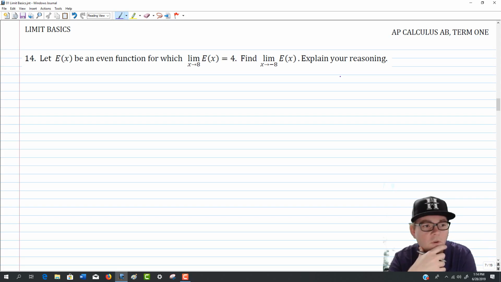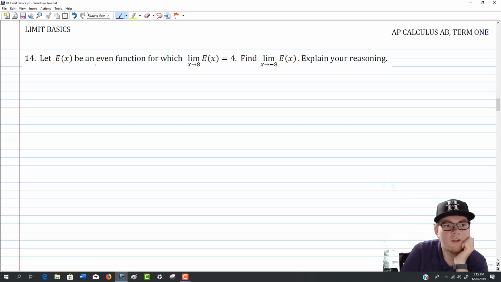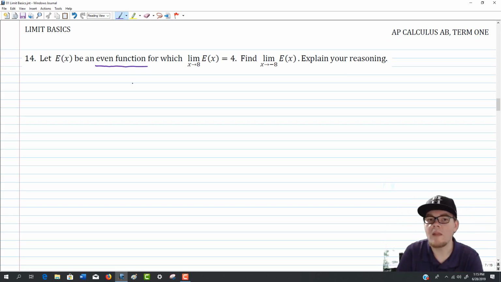So it says in question number 14, let e of x be an even function for which the limit as x goes to 8 of e of x equals 4. Find the limit as x goes to negative 8 of e of x. Explain your reasoning. Now this one's a little tough. We're not going to be able to formally prove everything, so it just says quick little explanation. But the important thing is to remind you what an even function is, and what an even function does in particular.